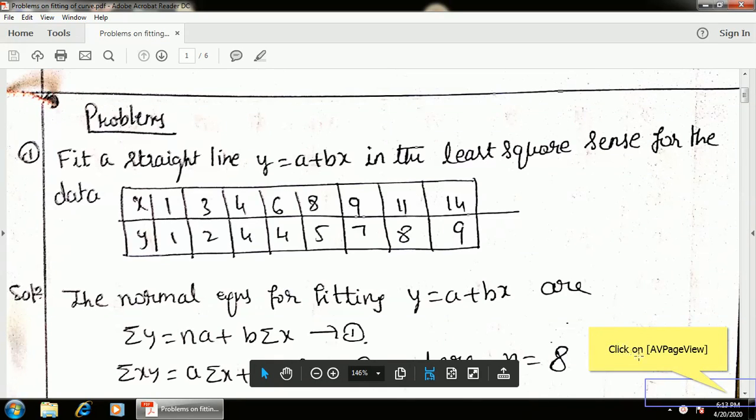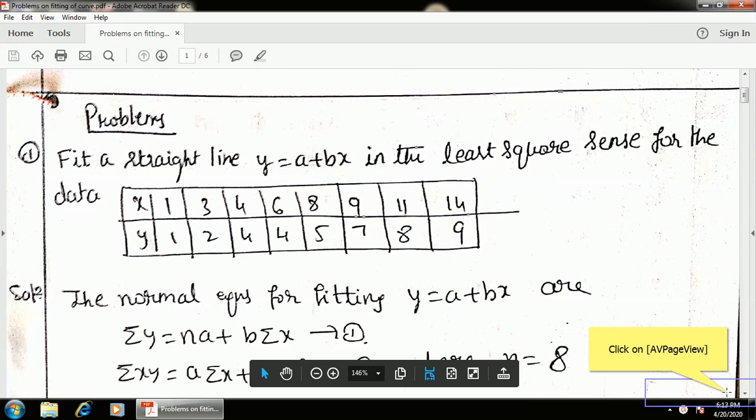Dear students, in the last video I explained how to fit a straight line, exponential curve and the parabola for the given data. Now I'll show you how to solve the problems on these methods. First problem, fit a straight line y is equal to a plus bx in the least square sense for the data x and y values they have given.